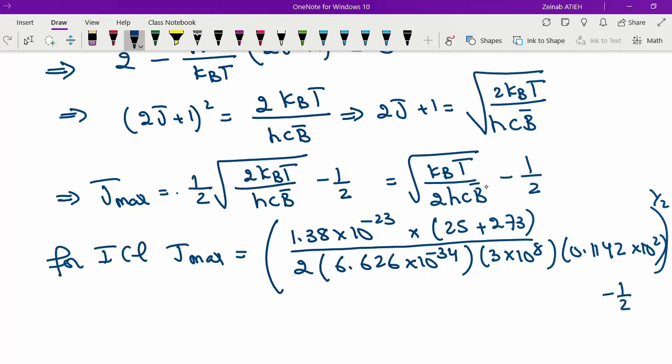There's no more space. So if you calculate this, you will get approximately 29.58, which is approximately equal to 30. Because as you know, J is a quantum number, it's an integer. The closest integer to 29.58 is 30. And this is the level with the highest population for this molecule.